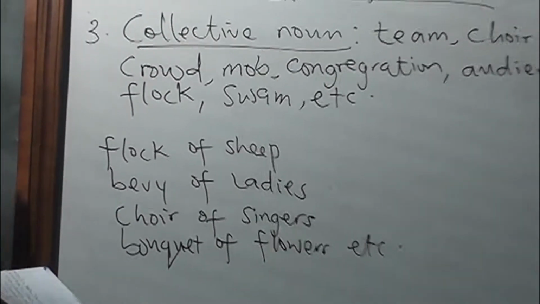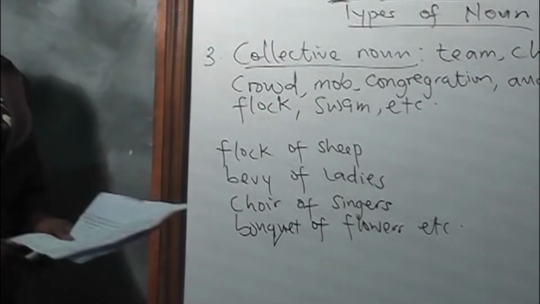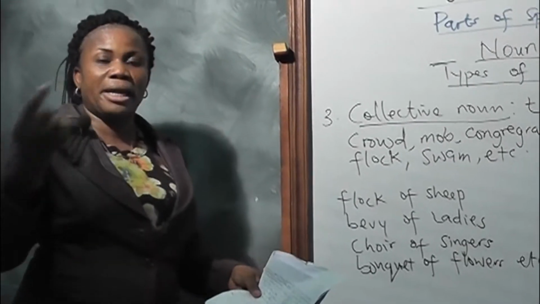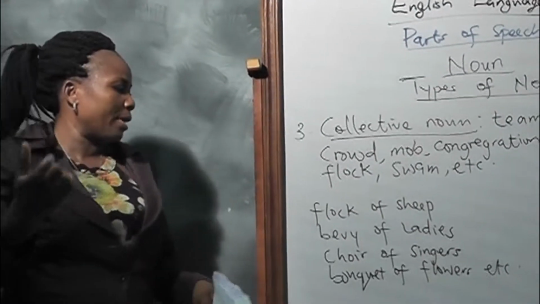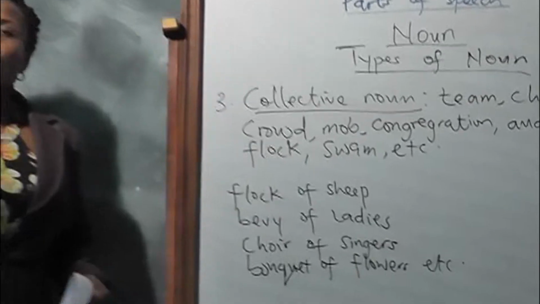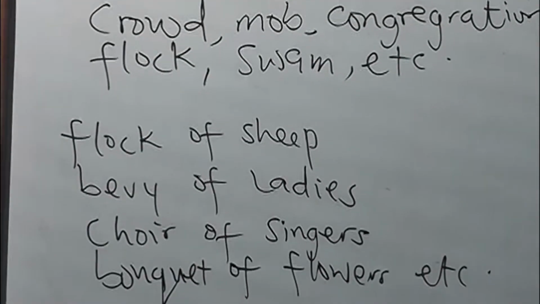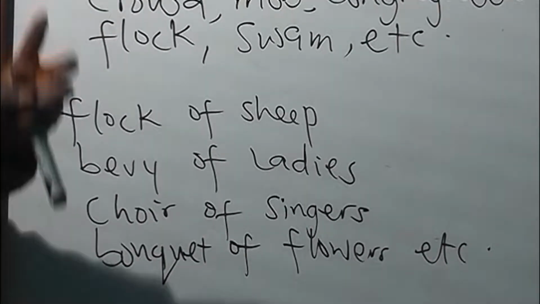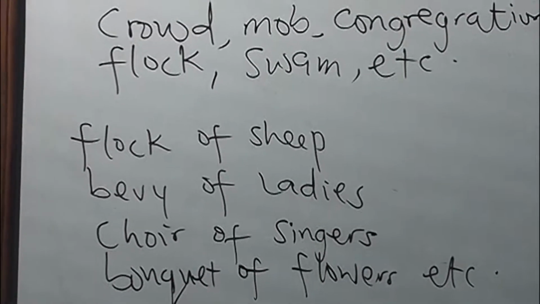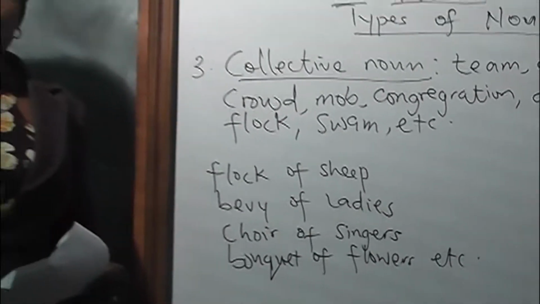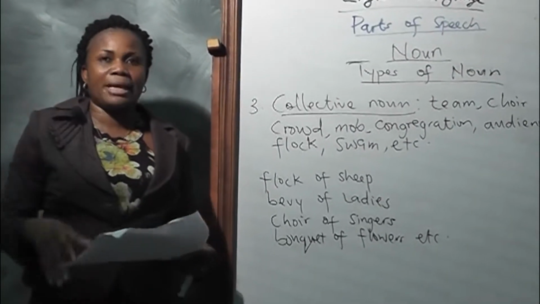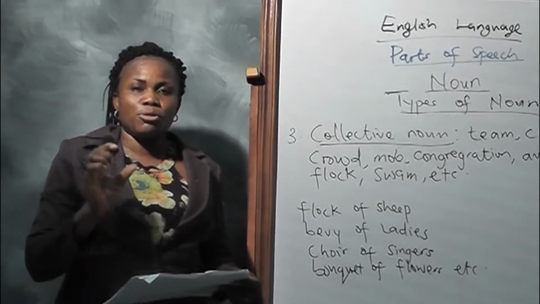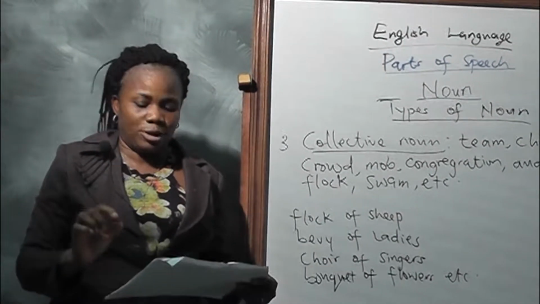When you expand on the usage of collective noun, you use what you are describing: a team of players, flock of sheep, bevy of ladies, choir of singers, bouquet of flowers. But we can use the initials to still indicate that. But you should know what they refer to when you use them. You can find more examples on the collective noun, but particularly just know how to use them in expression.